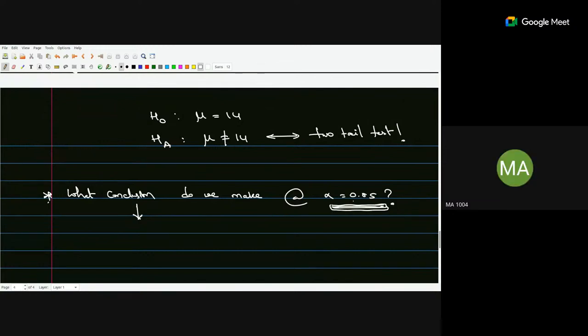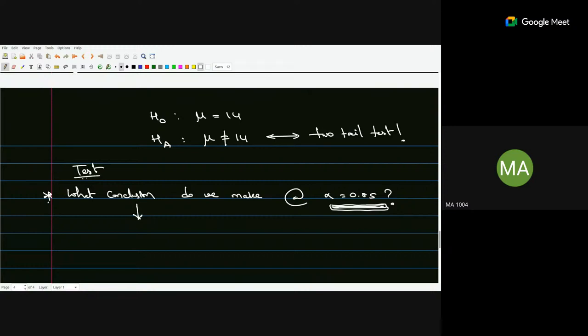Type 1 error is given to us, right? This is the type 1 error. So what should I find basically? Remember in week 11, I guess, I talked about when you reject and when you accept, by comparing p-value and alpha, and by comparing the test statistic with C.